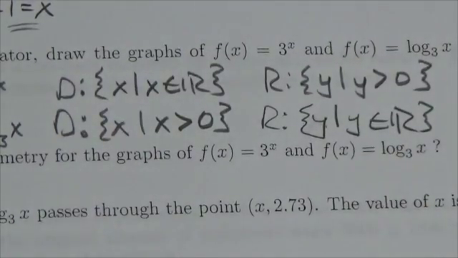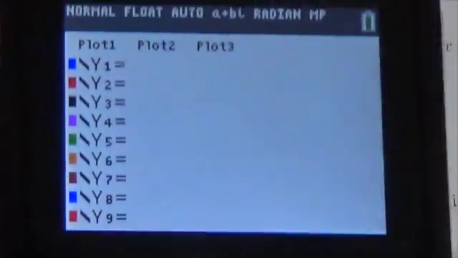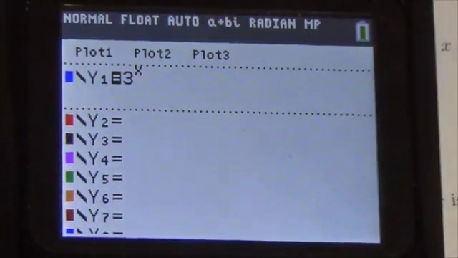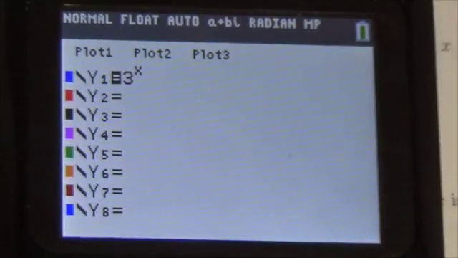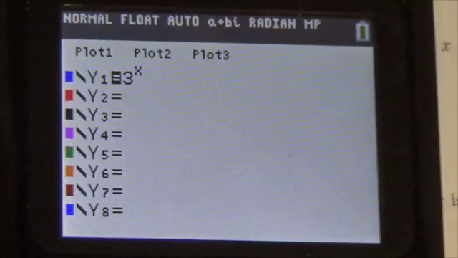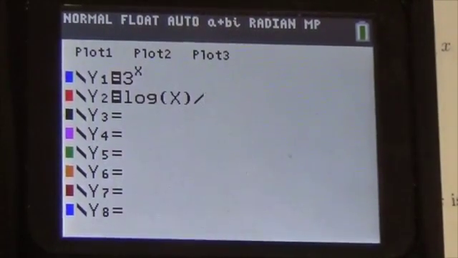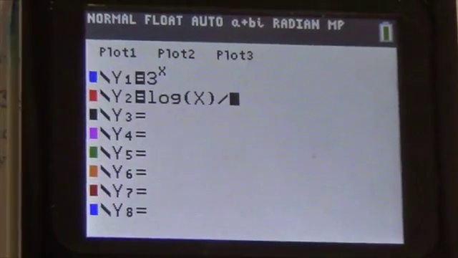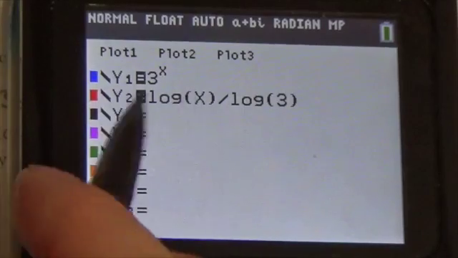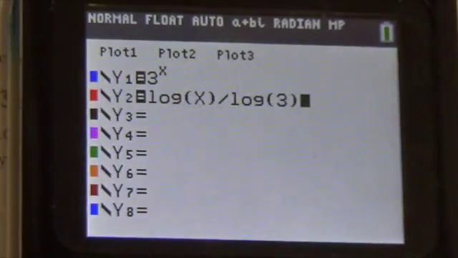Now, let's take a quick look at the graphs. The first one I will do is y equals 3 to the power of x. On my calculator I do have the ability to change this to a log base 3, but let's assume that you don't have a calculator that can do that. So this would be the common log of x, and I'm going to make use of the change of base rule, and I will divide by the log of 3, and this is equivalent to log base 3.